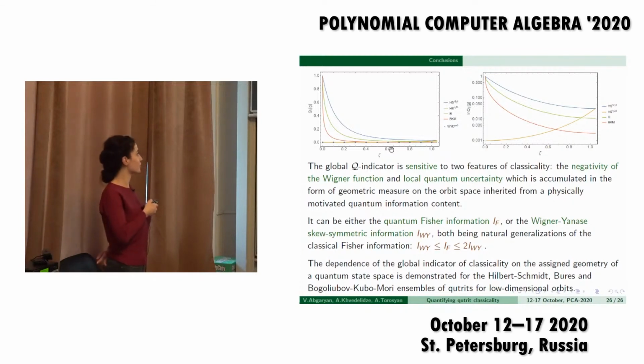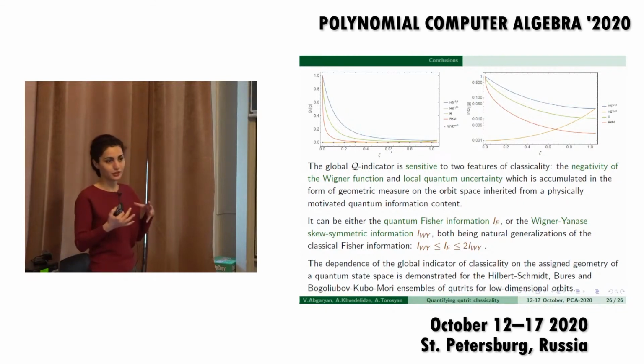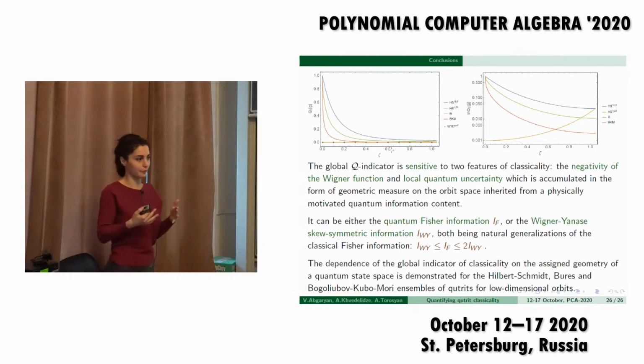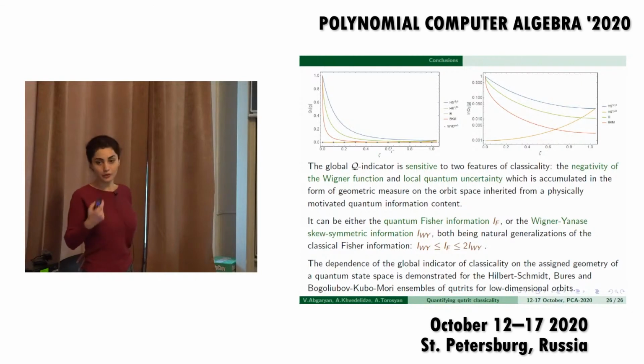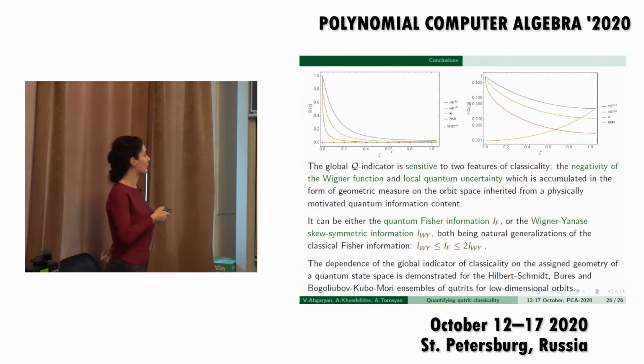So, in conclusion, the global indicator is sensitive to two features of classicality: the negativity of the Wigner function and local quantum uncertainty, which is accumulated in the form of a geometric measure on the orbit space, inherited from a physically motivated quantum information content. So this means that when we choose a measure, the main goal is to gain as much information as you can. The information is in the states. The states are written in qubits, and to gain that information, you have to make a quantum measurement, let's say. So the more information, the better. Okay, so that's it, I guess.